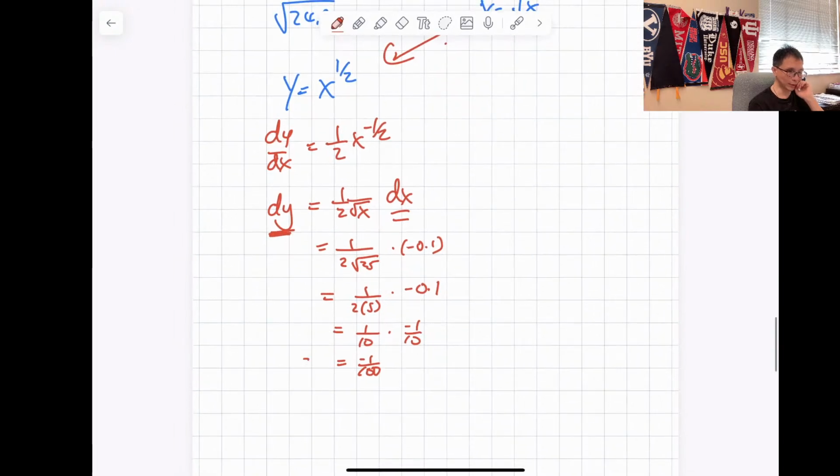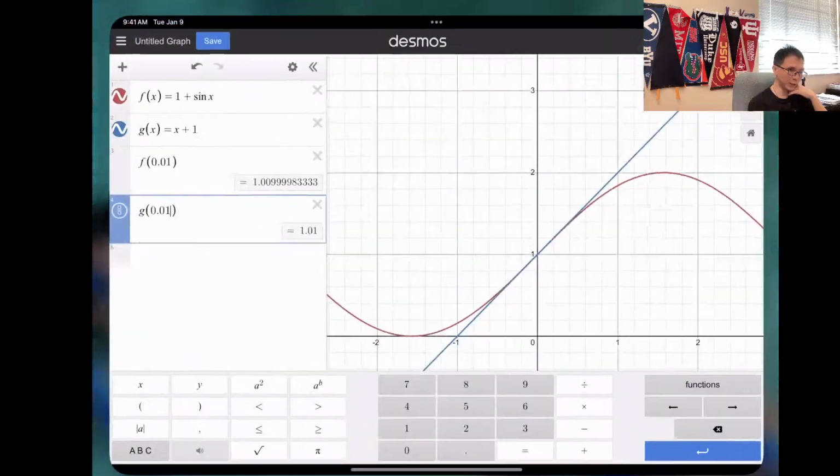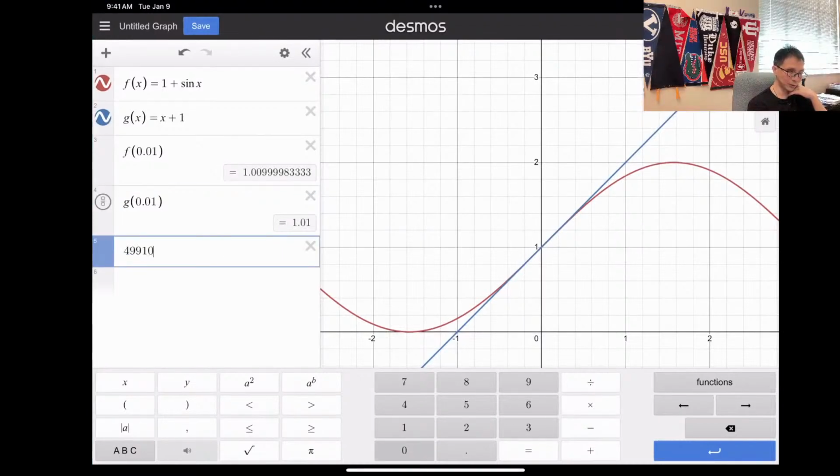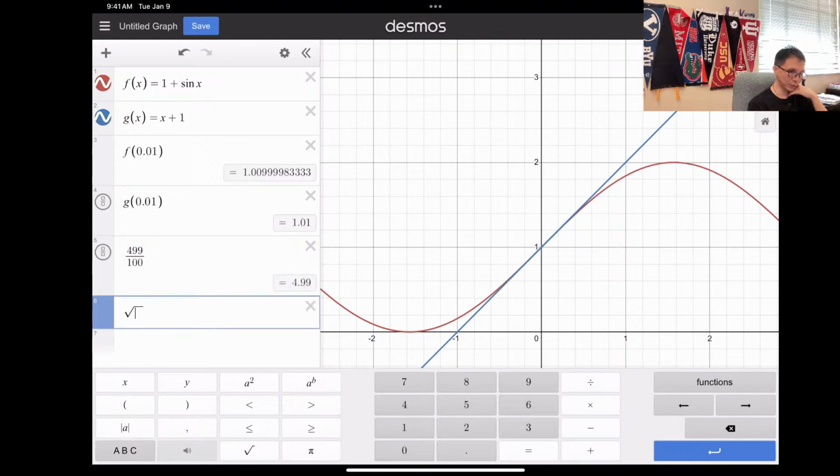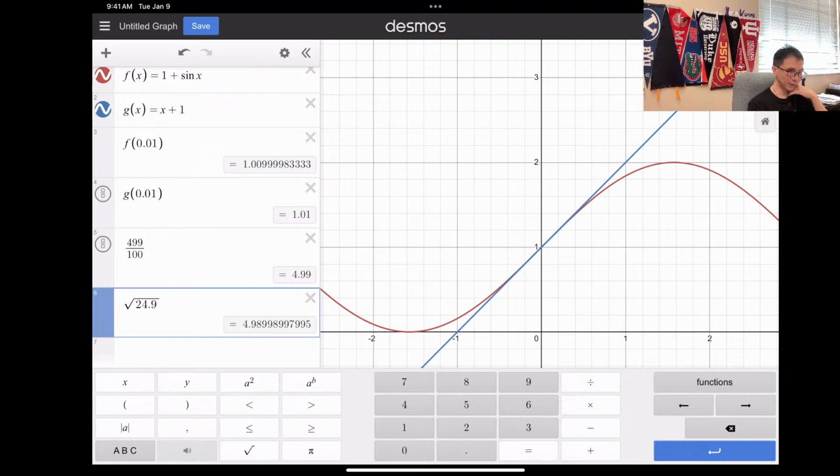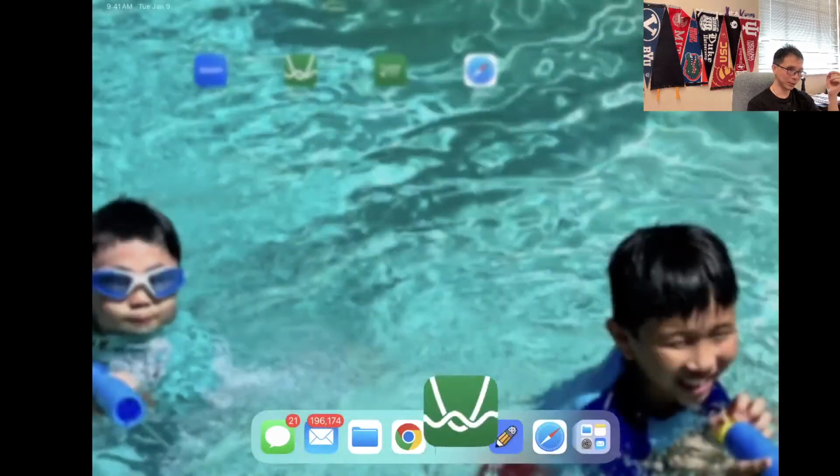So this is a delta y, right? This is how much your y changes. So that means if you get 5 minus 1 over 100, that's going to be your approximation. It's going to be 499 over 100. And let's try it. 499 over 100 is 4.99, and the square root of 24.9 is 4.9899. If you round it to like 0.001, you would get the same thing.